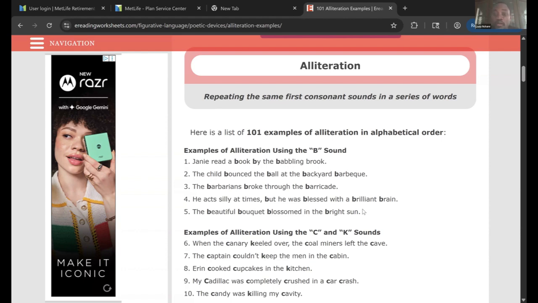We are going to start with the B sound, okay? It will be something like this. Jenny read a book by the babbling brook. The child bounced the ball at the backyard barbecue. The barbarians broke through the barricade. He acted silly at times, but he was blessed with a brilliant brain. The beautiful bouquet was in the bright sun.